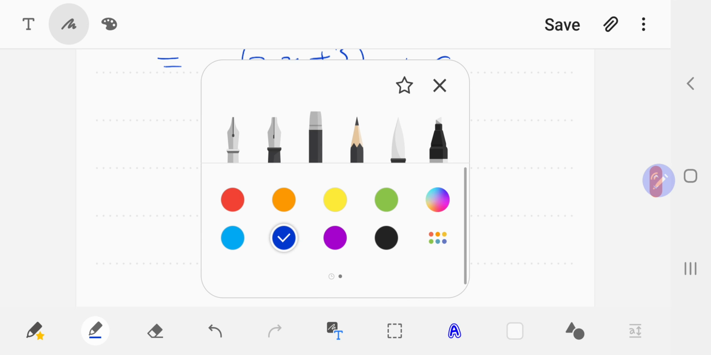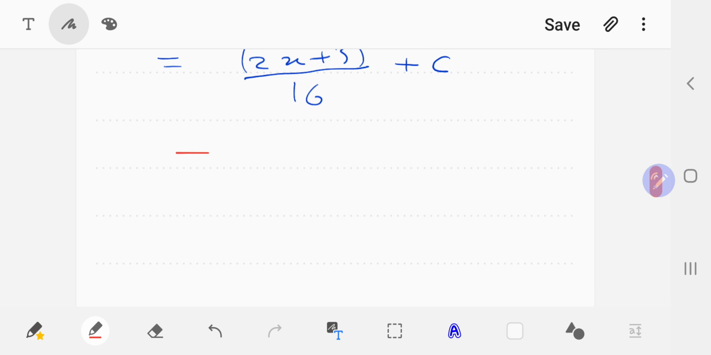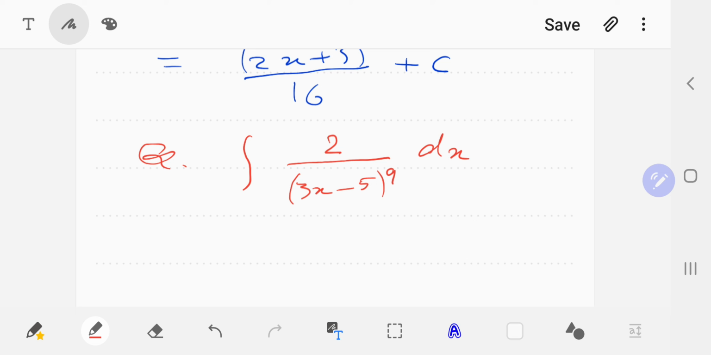Let's give you a question to do, and your question would be integration of 2 over 3x minus 5 to the power of 9, depending on x. What's the answer of that?